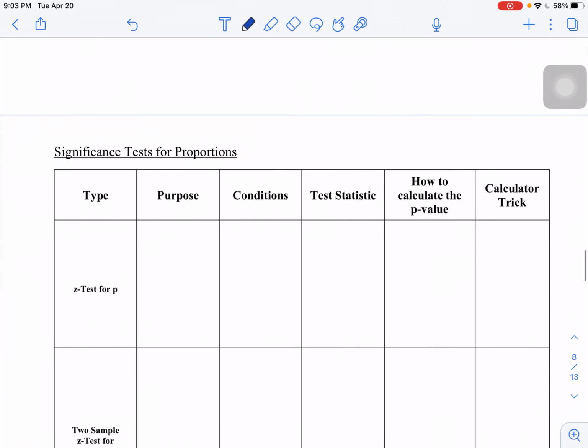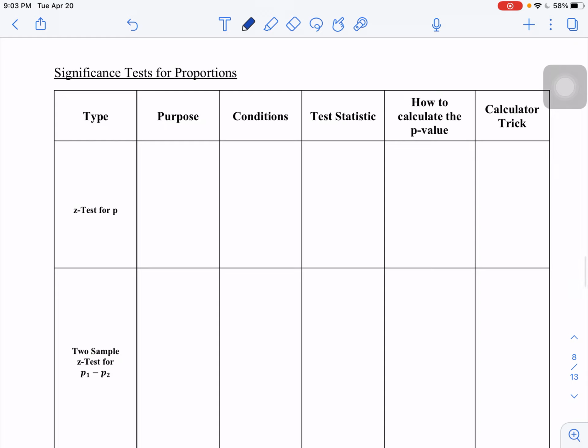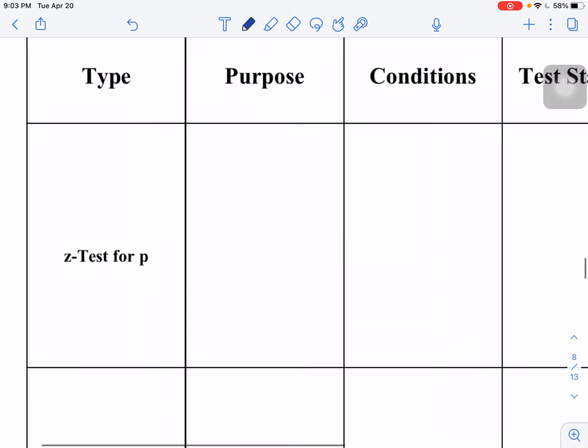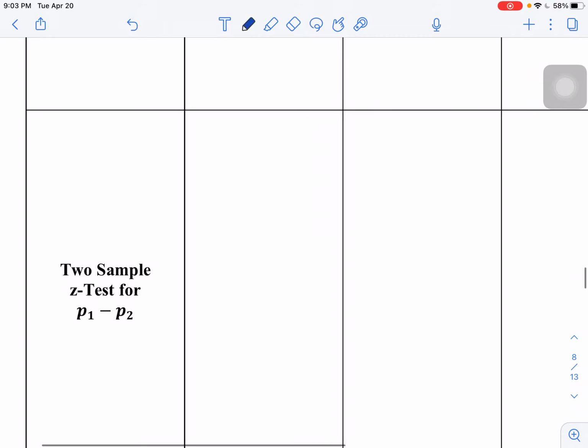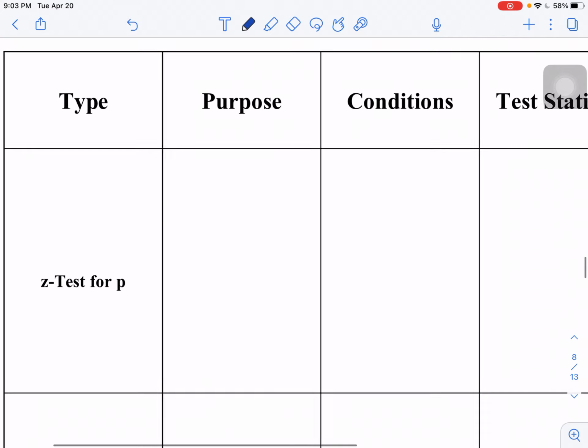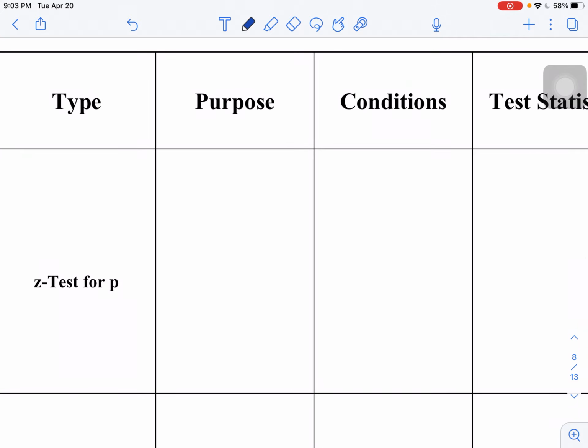So I'm going to go and do kind of the same thing for this z-test for p that we have here. So I'm going to fill this out. You can kind of do this along with me. So we have purpose, conditions, test statistic, how to calculate the p-value, and then we have a calculator trick. So I'm going to go ahead and just kind of go through each of these. And then down here is the 2 sample z-test for p1 minus p2. We're going to save that for another day. We're just going to do this first row.